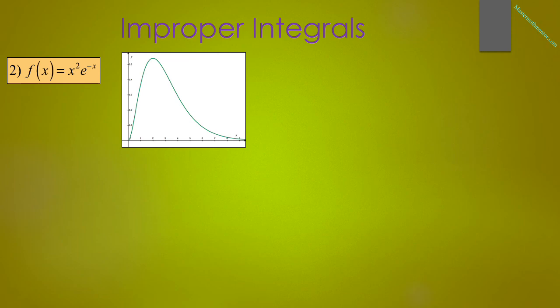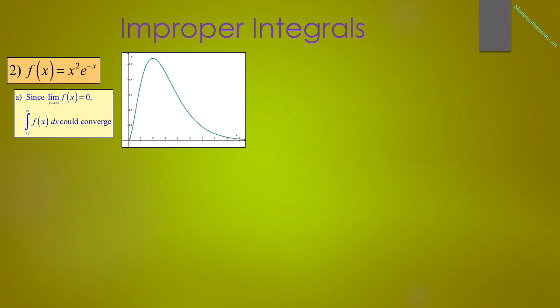In number 2, you are asked to graph f of x equals x squared e to the negative x. The graph is shown to the right in green. It starts at 0, goes up quickly and peaks approximately at x is equal to 2, and then comes down, becoming asymptotic to the x-axis.